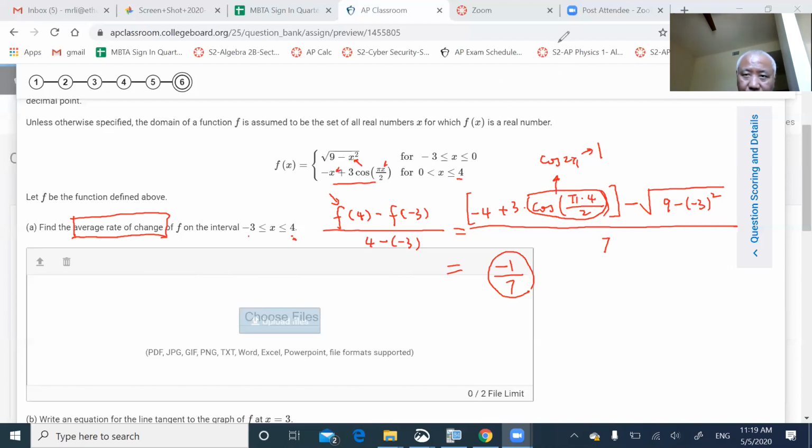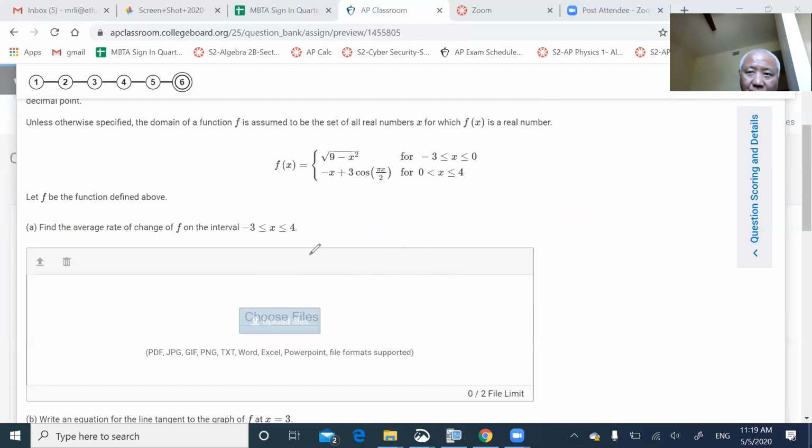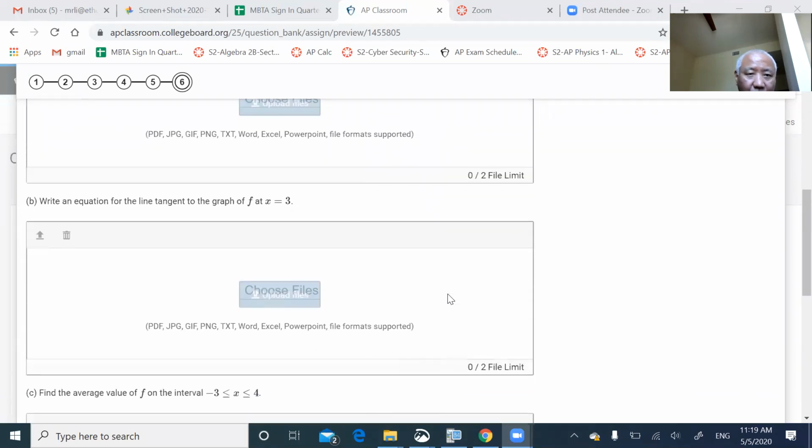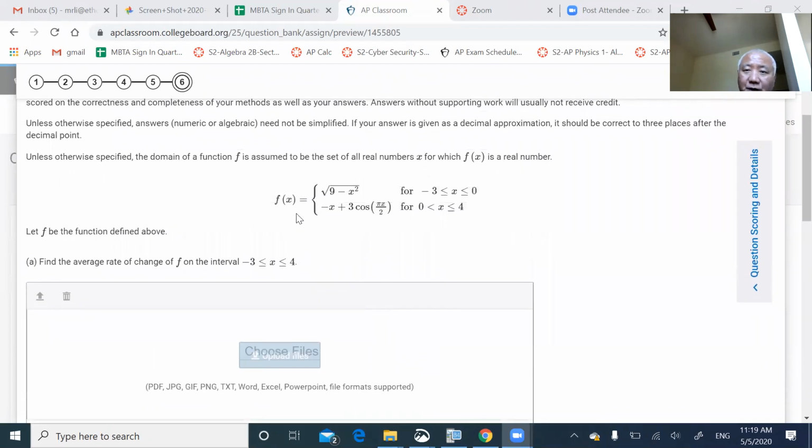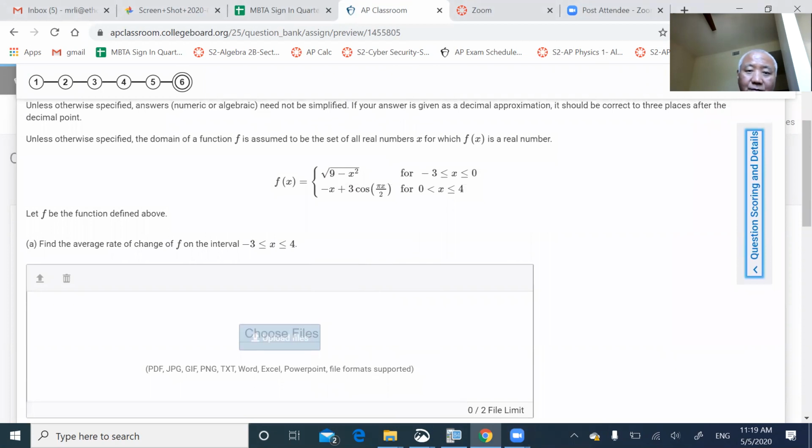So now, let's go to part B. The question is: write the equation for the tangent line to the graph at x equals 3. So we just say you have any graph, right? We don't need to know exactly what the graph is. And here, x equals 3, they told you that. And they ask you to find the equation of the tangent line like this.